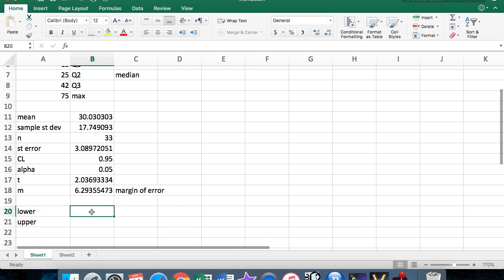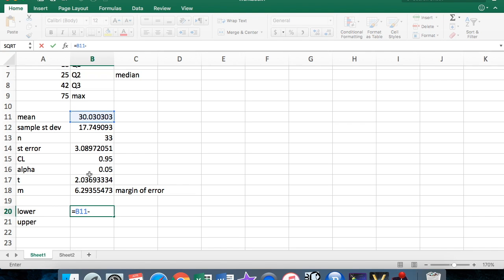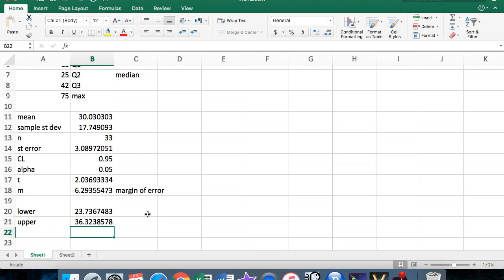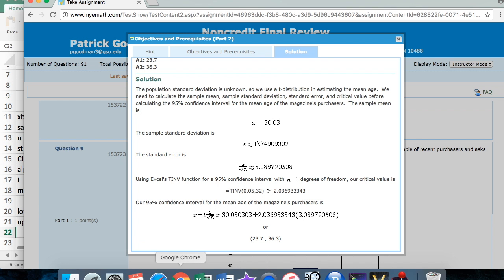6.29. So my lower is going to be my mean minus the 6.29, and then my upper is my mean plus my margin of error. That's what it is, just x bar. So this should be x bar: x bar minus m, x bar plus m. Okay, so there we go, and that should be correct.